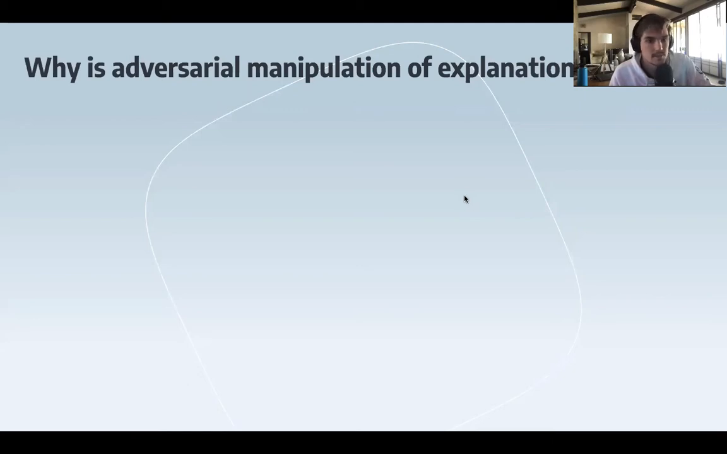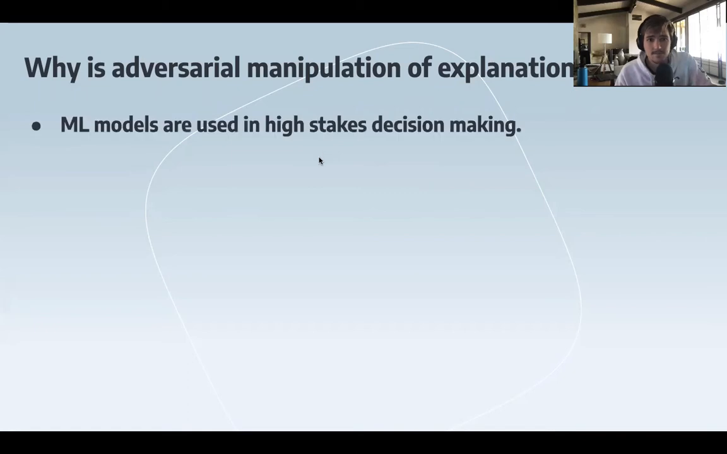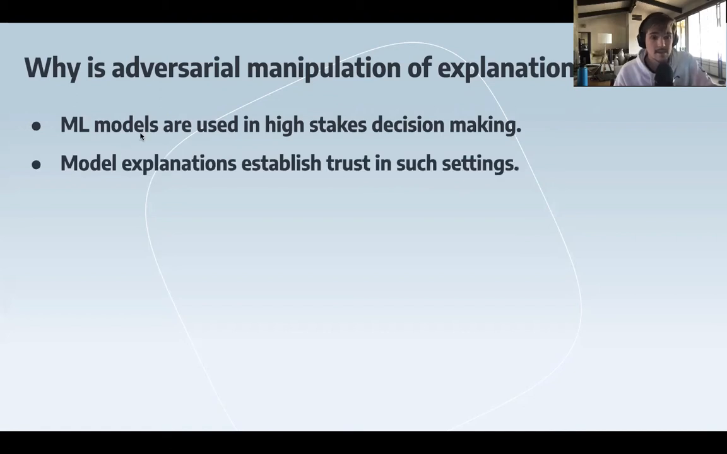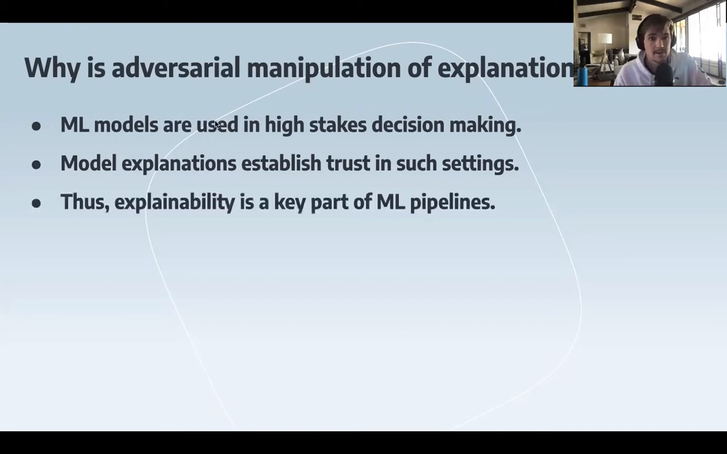So why is this an issue? Why is it bad if adversaries can conceal bad aspects of models? Machine learning models are used in a number of high-stakes decision-making settings today. In these settings, explanations are used to establish trust. If we want to be sure that models make decisions for the right reasons, we can use explanations to verify that these models do so. As a result, explainability is really a key part in many ML pipelines.